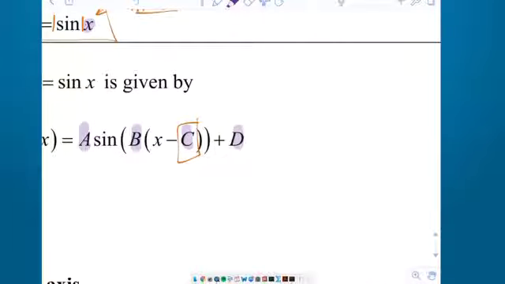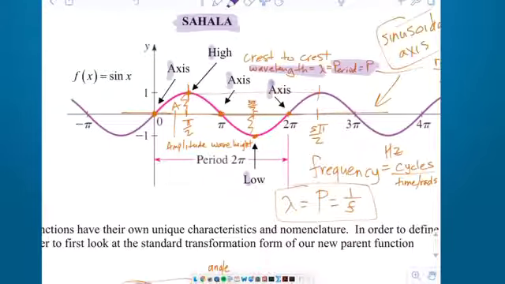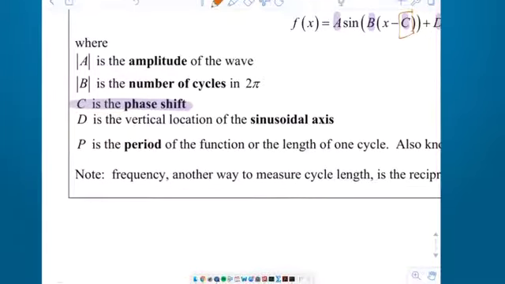And then, of course, D is still the vertical shift, moves the graph up and down, but that's going to change what important feature on this graph? Remember that center line that runs right through the middle that starts off at y equals 0? If you have a vertical shift, it moves the entire graph up or down. That center horizontal line becomes your frame of reference. That moves your sinusoidal axis up or down D units. So D now becomes the new vertical location of that sinusoidal axis.